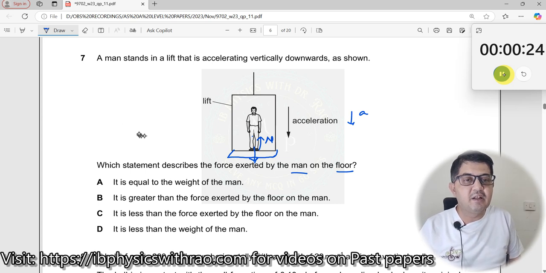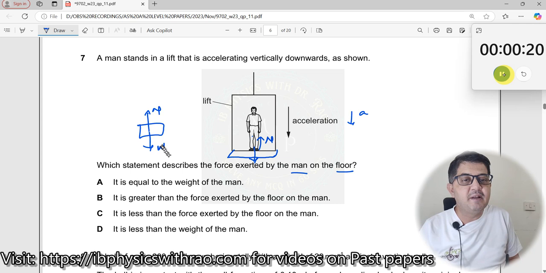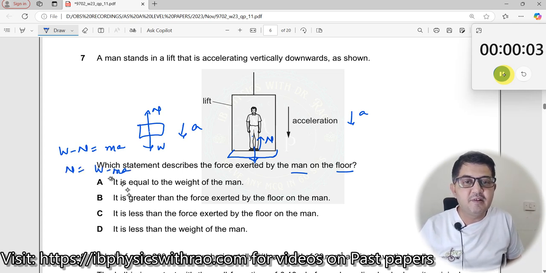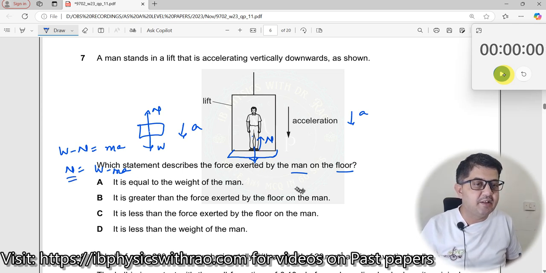So therefore, now I can write it like this. This is my normal force, this is my weight, and this is the acceleration over here. So we have drawn the FBD, get the force equation, which should be W minus N equal to M into A, where M is the mass of the man. In other words, N should be equal to W minus MA. Now, what's happening over here? The normal force is equal and opposite to it. And as a result, this normal force now reduces. It's not equal to weight.